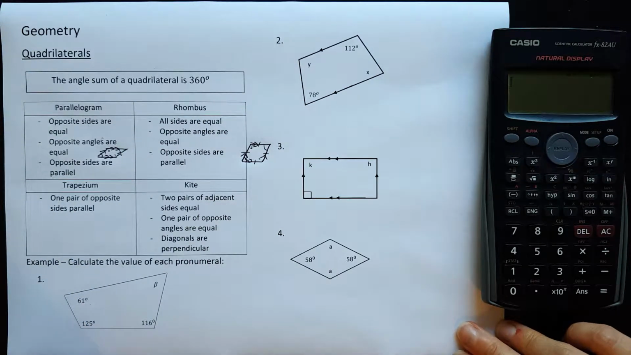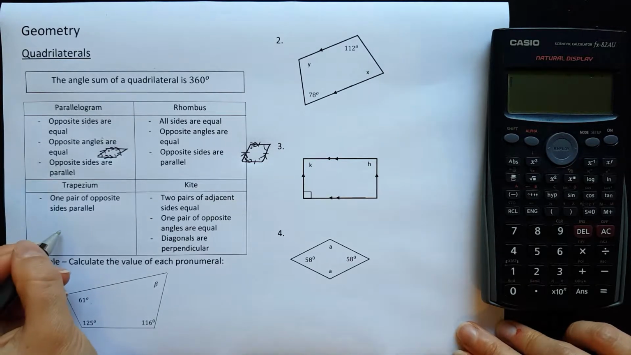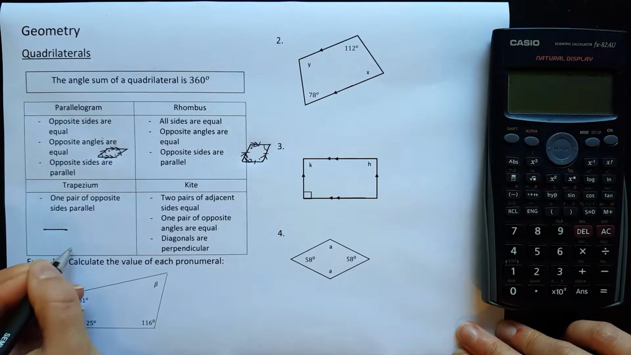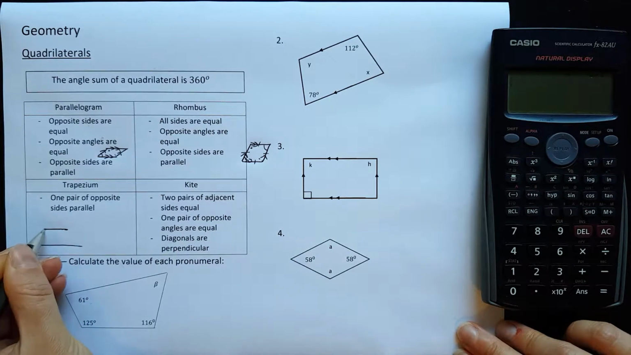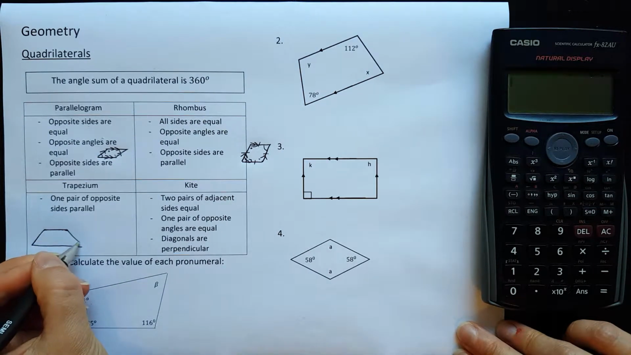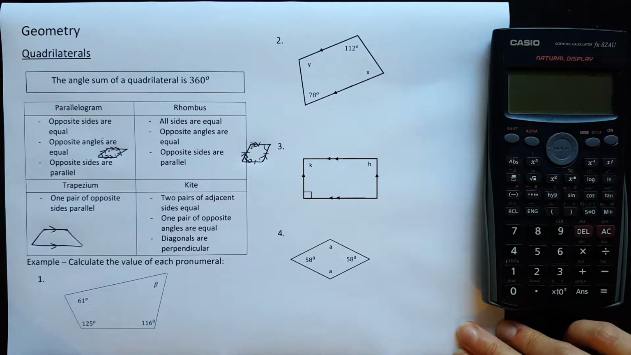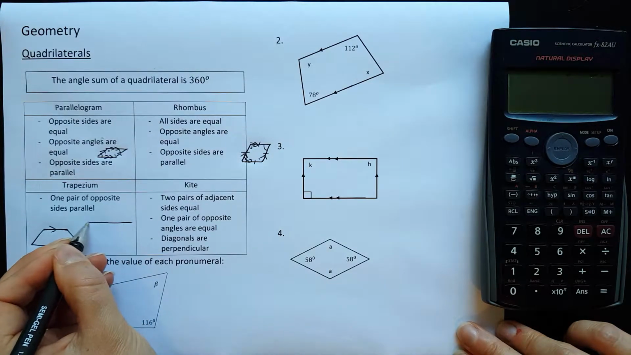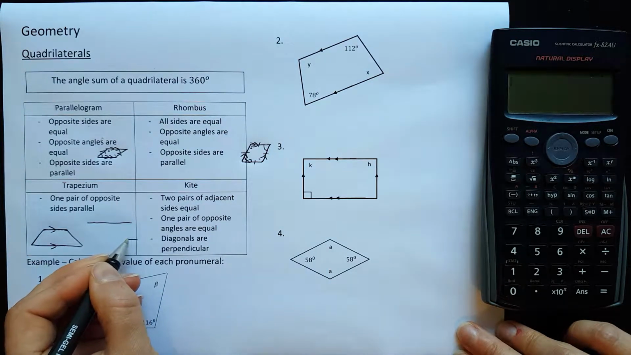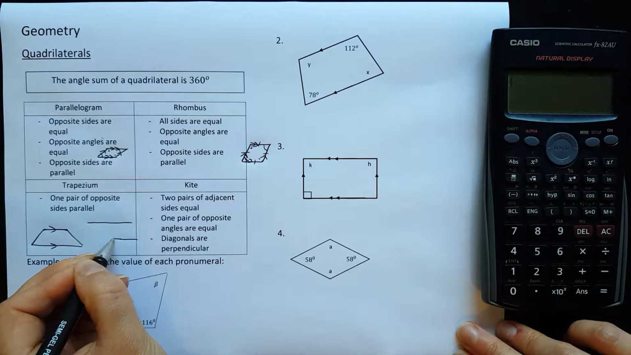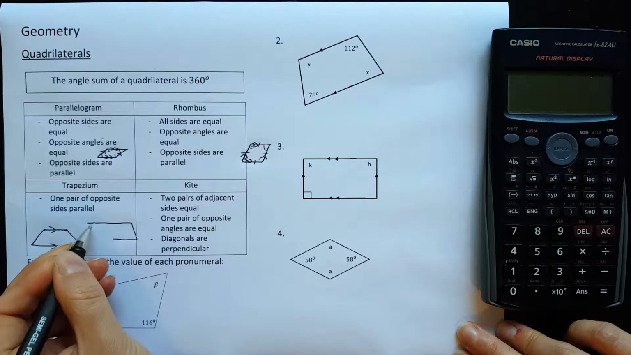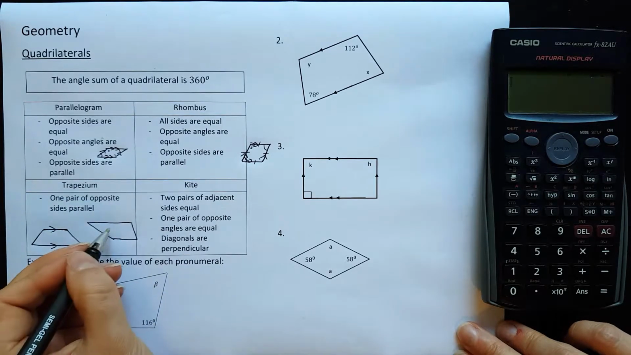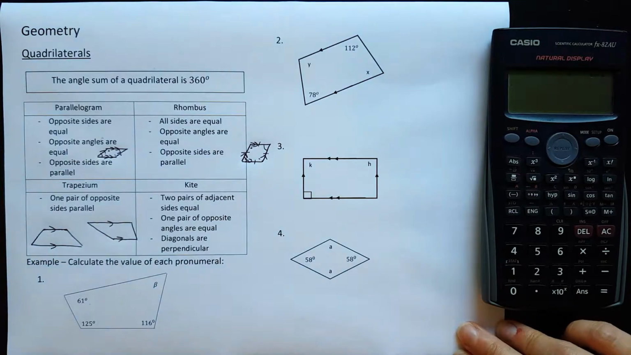A trapezium has one pair of opposite sides parallel. That's the only property it has. Most people, when they think of a trapezium, think of this one: a short side on the top, a longer one on the bottom. But a trapezium could be anything. Could be more like this, could be like that. Anything that has a pair of parallel sides is a trapezium.